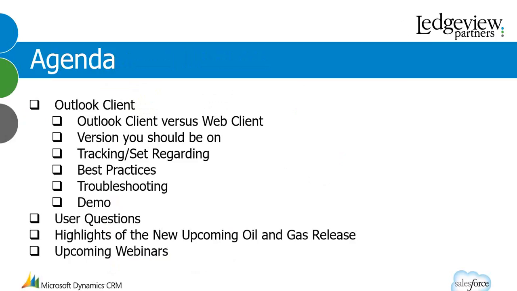In support, we often get the question, what version of the Outlook client should I be on? Michael will help answer that question. He will show you how to track and set regarding emails in the Outlook client. Then he'll wrap up the Outlook client topic with best practices, troubleshooting tips, and a demo on creating a lead in both the Outlook client and the web client. As always, he will answer those pre-submitted questions. And as a bonus today, we're going to give you a quick update on the June 13th oil and gas product release. Then I will close out the webinar with resources and upcoming webinars.